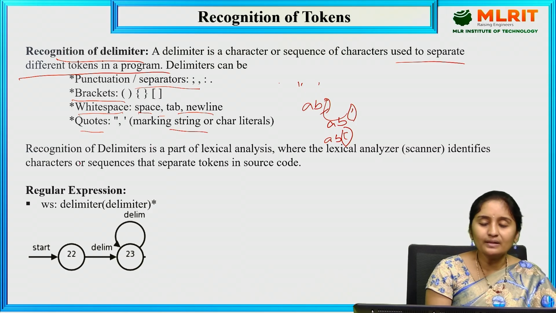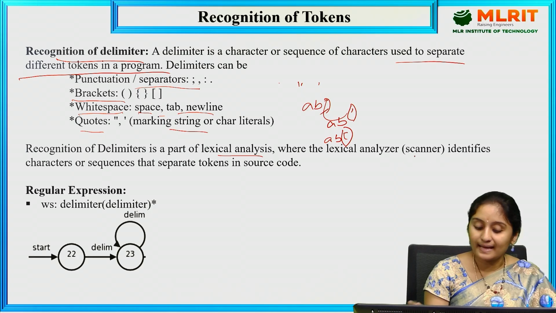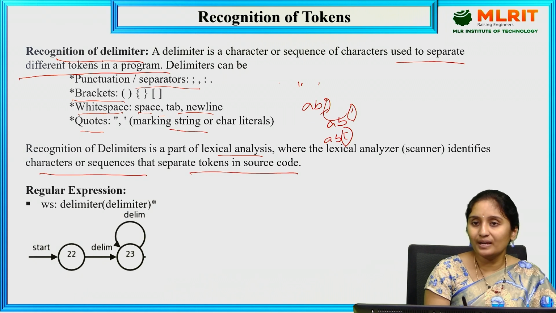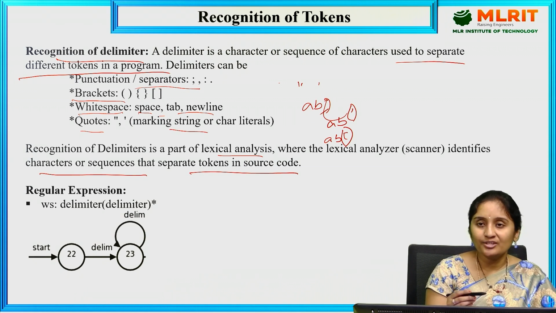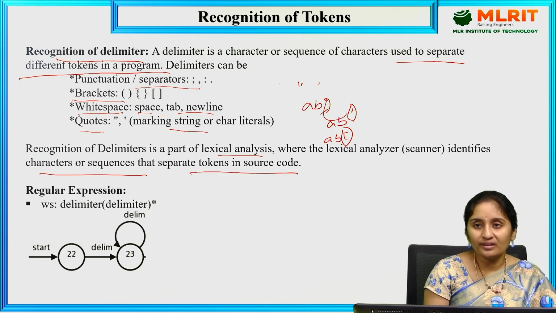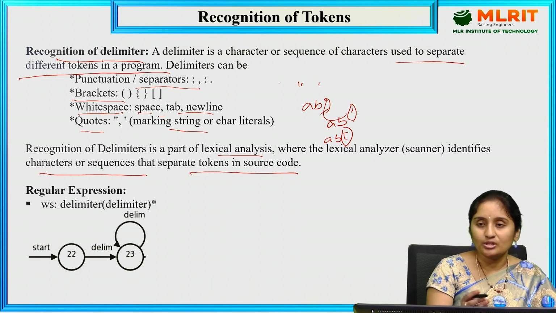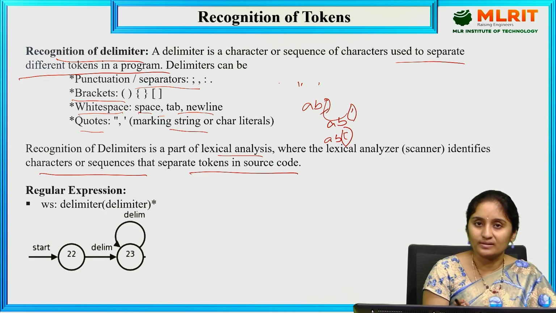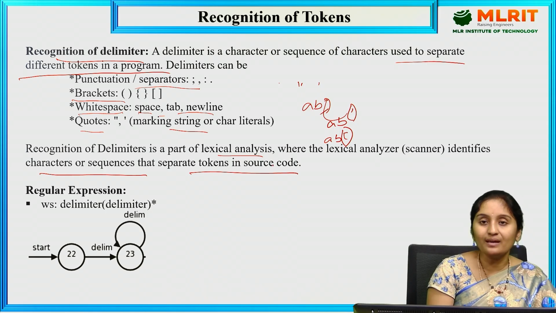So in the recognition of delimiters in lexical analysis, the lexical analyzer scans, identifies and separates tokens in source code. The source code is given as an input to the lexical analyzer. The lexical analyzer scans the source program and generates the tokens. When it is generating the tokens, it eliminates all these tab spaces or new line characters or comment lines or literals or spaces or separators. All these things will be removed and it will generate the tokens. It separates tokens in a source code.